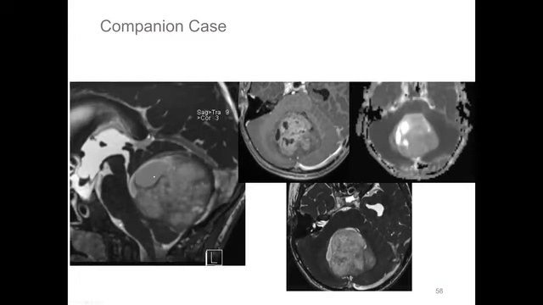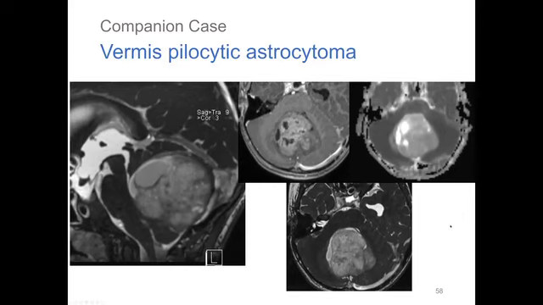And this is a companion case. Again, we see a very large tumor, probably in the vermis, but you can see that the fourth ventricle is compressed rather than expanded. That means the epicenter, almost the whole tumor, is in the vermis, not in the fourth ventricle. It shows strong enhancement, again no restricted diffusion. So what's the diagnosis? It's again a pilocytic astrocytoma. You need to pay attention to the epicenter of the tumor, so it might be helpful to differentiate these two.